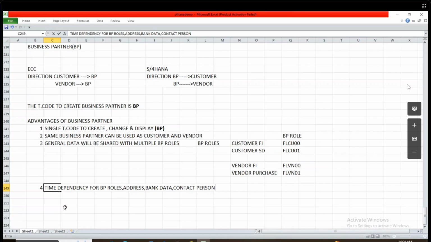Sir, how many roles can we assign to a BP? There is no such restriction. If you see one BP, you can have FLCU00, FLCU01, UKM000 Credit Master, the same BP. And if the BP is also a vendor, then you can have FLVN00, FLVN01, like that.